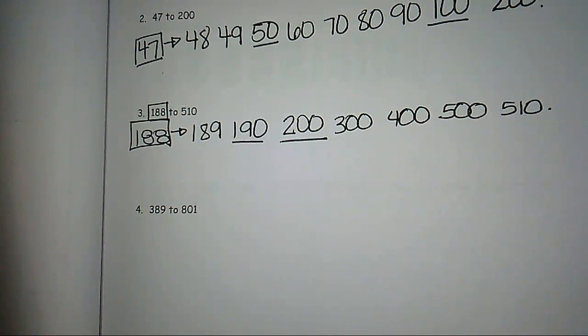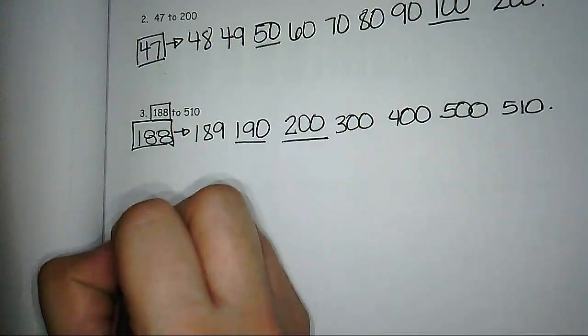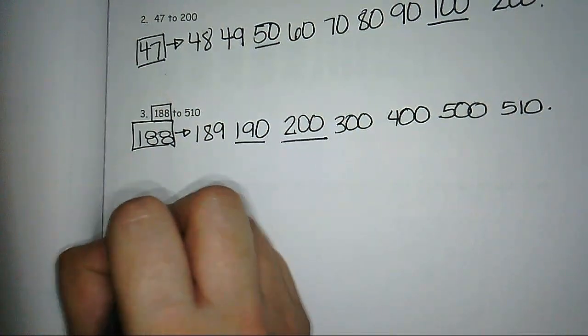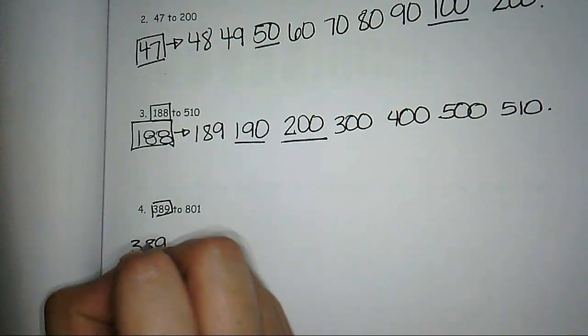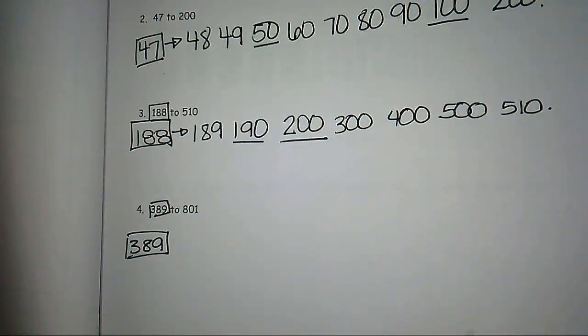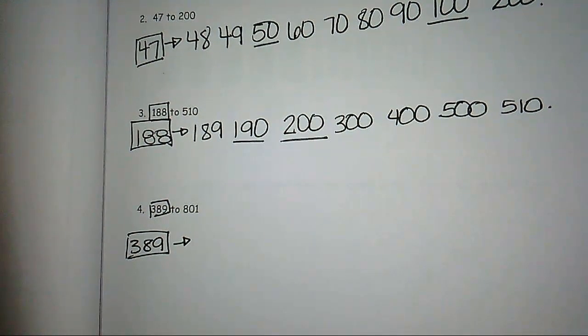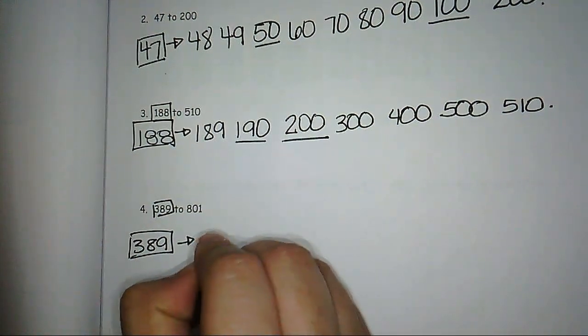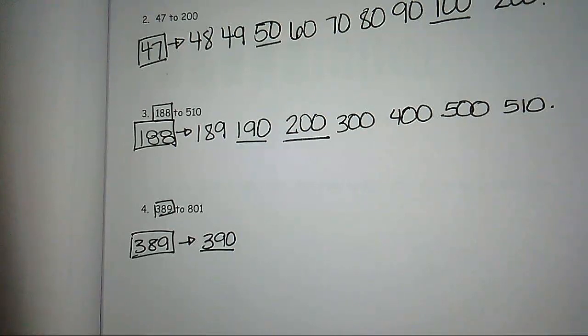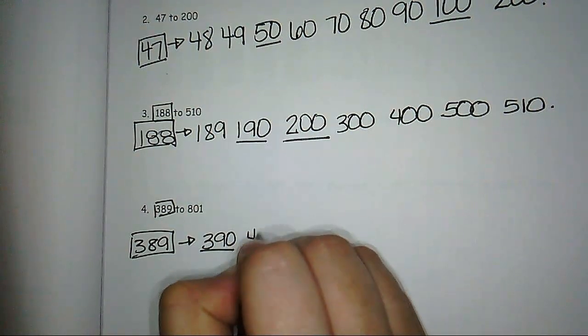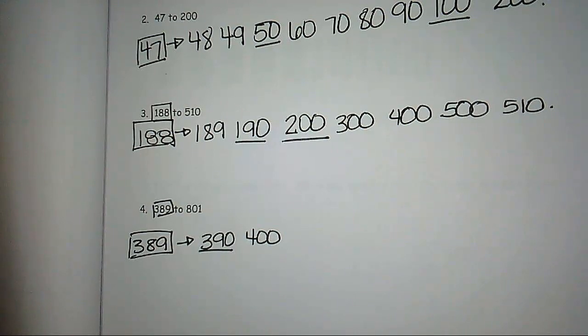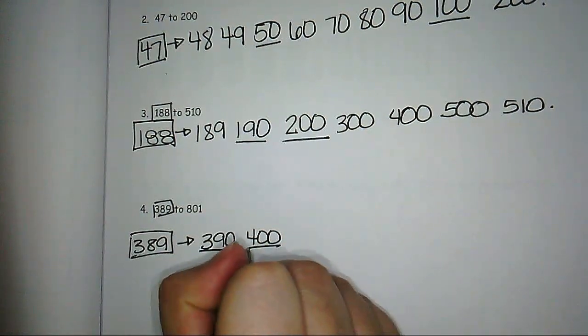And the last one, let's see. You have 389 to 801. I box the number 389 because that's the number that I'm starting with. The next number that I count is ones, tens, or hundreds? Ones, so I get to 390, but that's a benchmark, so I underline it. Now I need to count by ones, tens, or hundreds. Yes, by tens. And I get to the next unit, which is 400, and I underline it because it's also a benchmark.